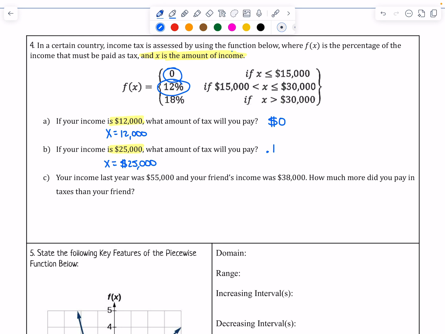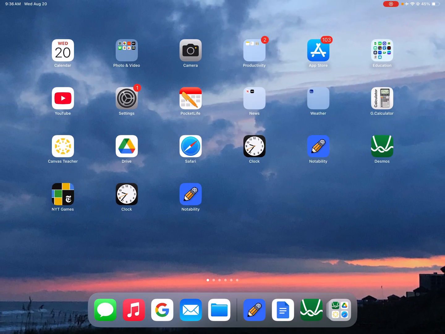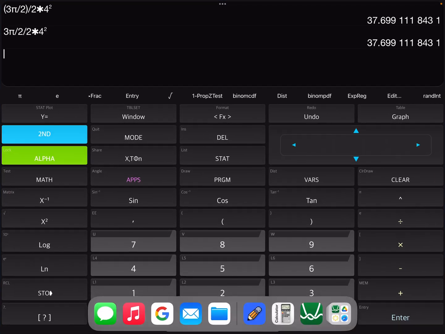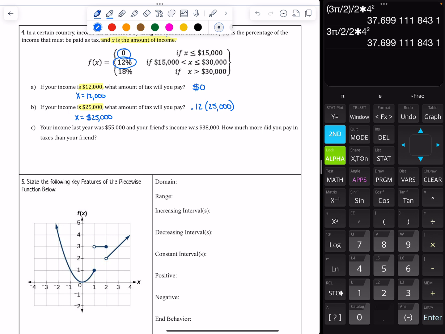So we want to put 0.12 times 25,000 because our calculator does not do percent. So you've got to calculate it with a decimal. So let me bring up my calculator to just do the math for that. So 12% of 25,000 is 3,000.